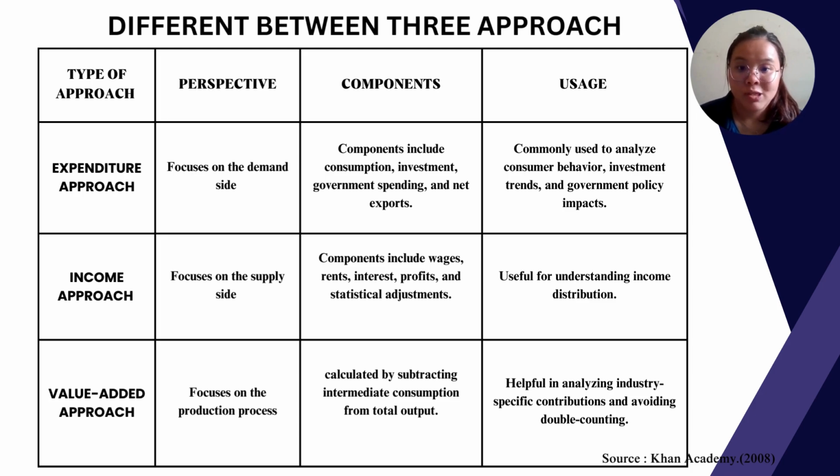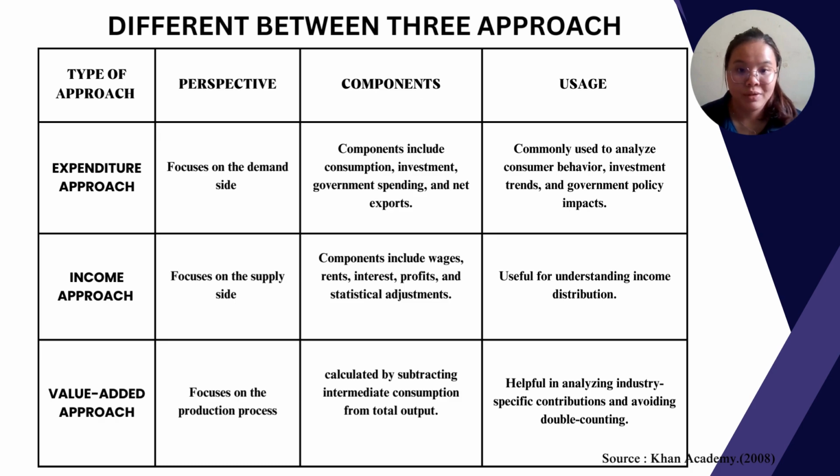For the perspective of each, the expenditure approach focuses on the demand side, capturing the total spending on final goods and services. The income approach focuses on the supply side, capturing the total income earned by the factors of production. The value-added approach focuses on the production process, capturing the value added at each stage of the production.